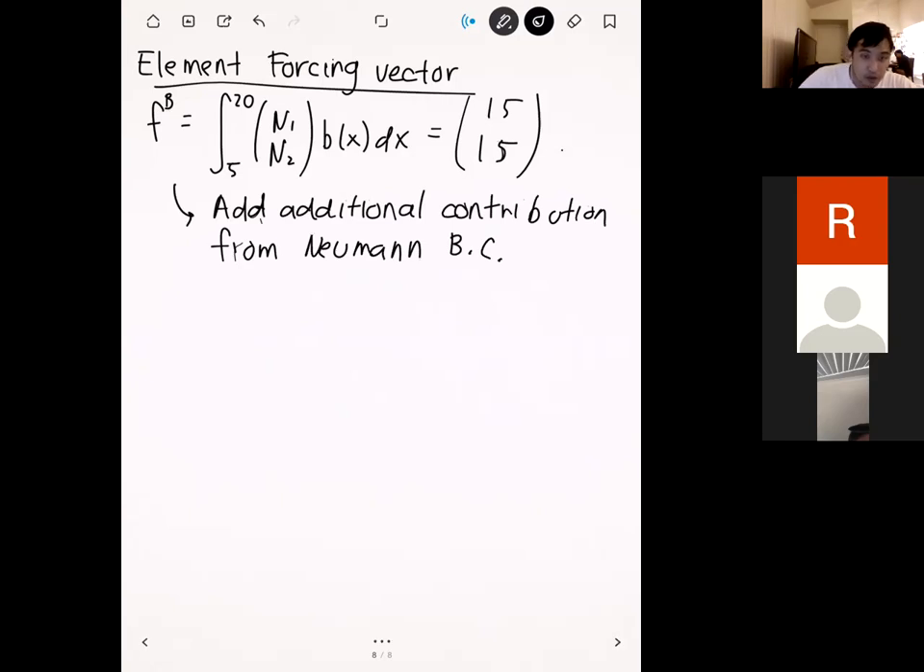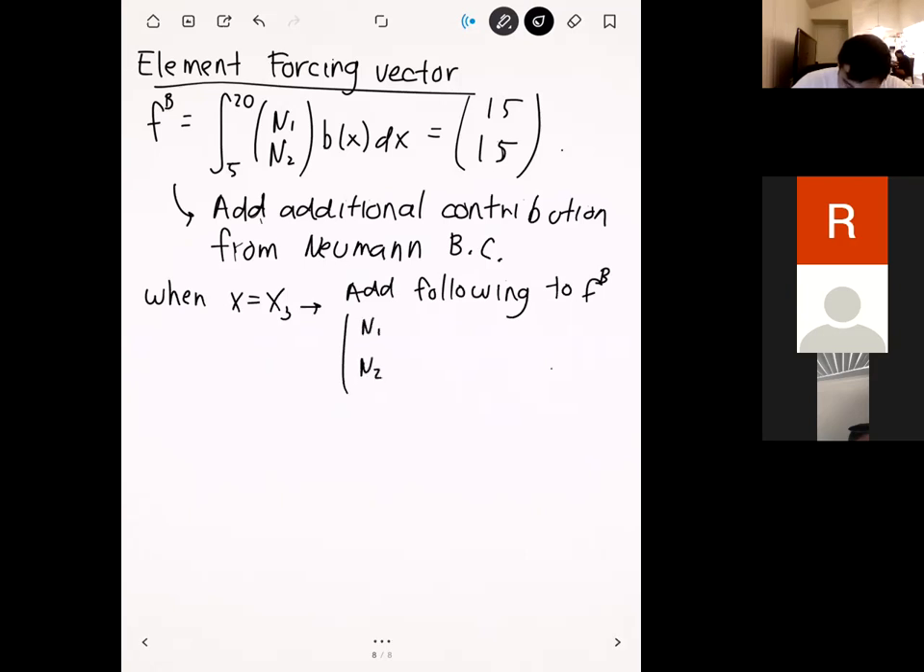And the contribution is going to look like this. When x is equal to x3, so basically when we're on the right side of this element, which is the very edge of our domain, we have to add the following to FB. What we're going to add is basically our shape functions, N1, N2, multiplied by A, which is the area at X3, and then times our tension.